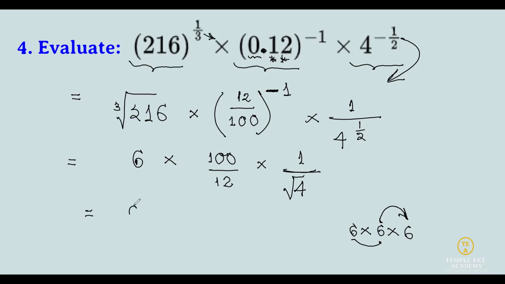Be patient with it. 6 multiplied by 100 divided by 12, now multiplied by 1 divided by the square root of 4, which is 2, actually. And now we can simplify by division of common factors. So let's go. 6 straight away divides into 12 2 times. And 2 multiplied by 2 is 4. That means the 4 resulting from this multiplication divides into 100 to give us 25.